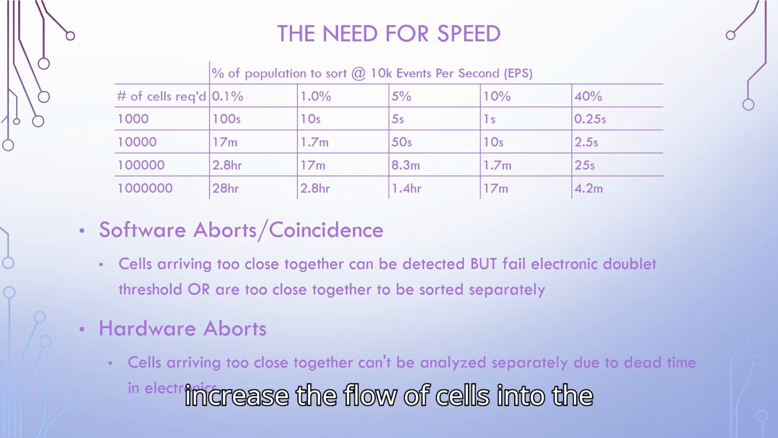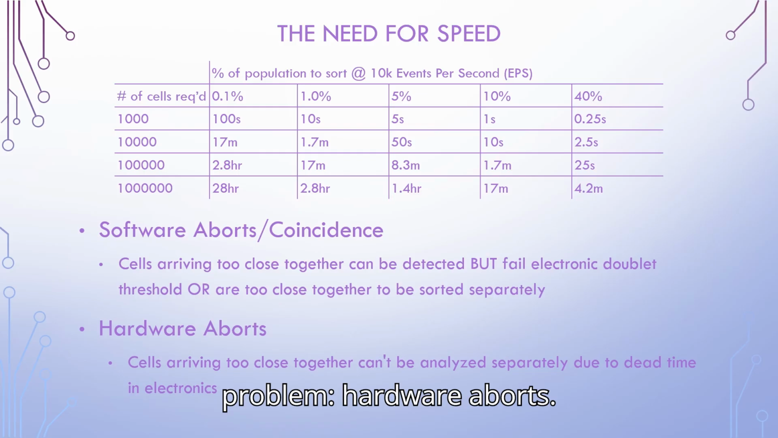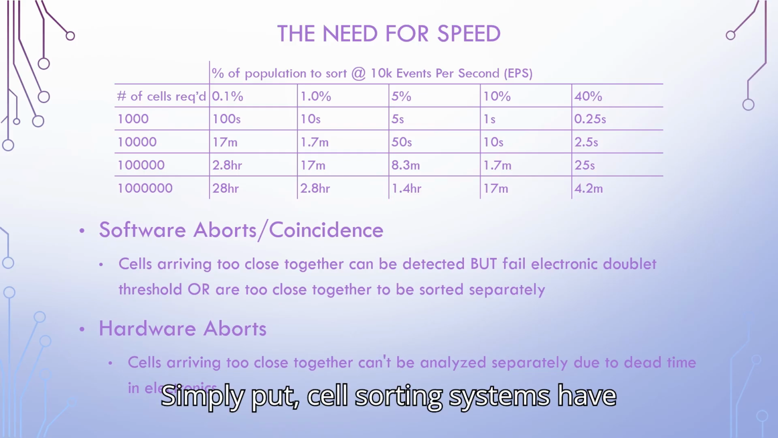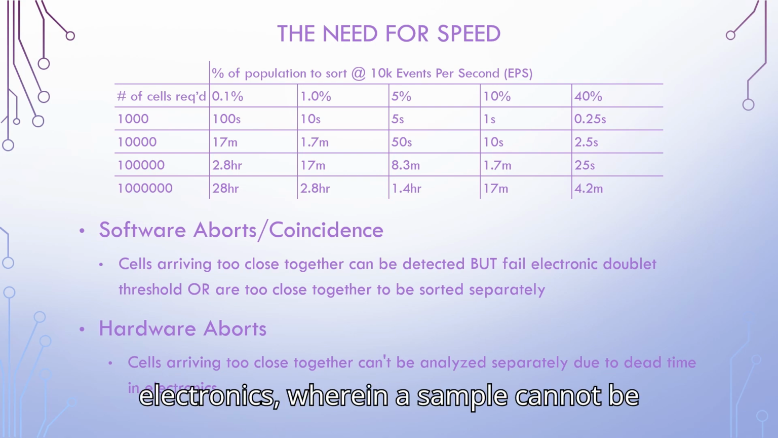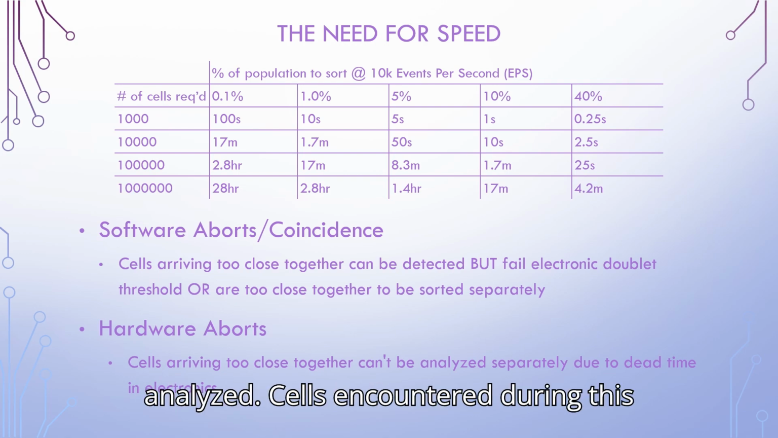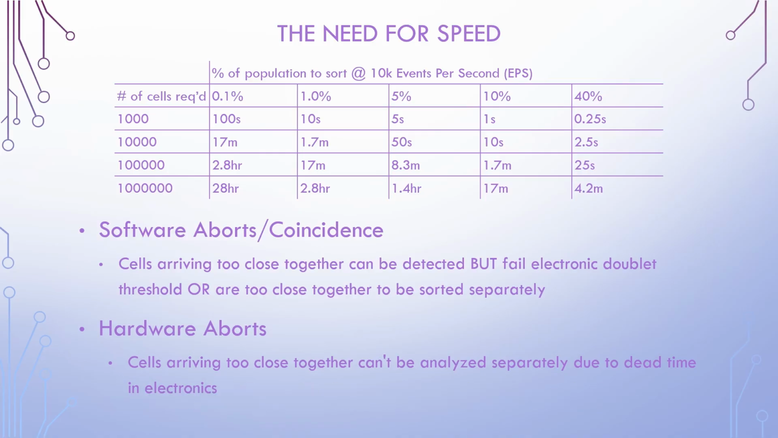As we increase the flow of cells into the system, we also encounter another problem: hardware aborts. Simply put, cell sorting systems have some amount of dead time in their electronics, wherein a sample cannot be analyzed. Cells encountered during this time period must be discarded.